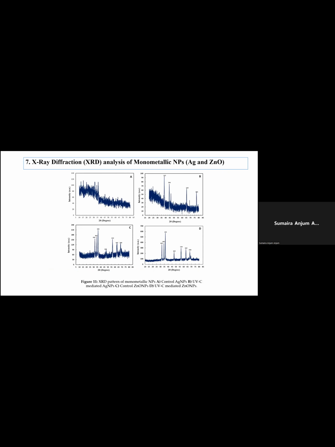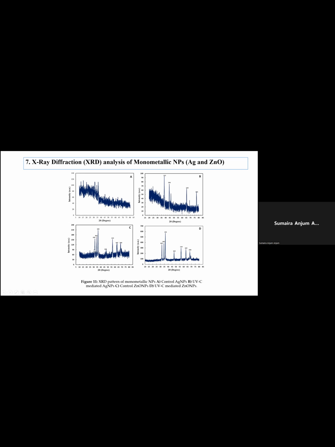Lastly, these monometallic and bimetallic nanoparticles were characterized by using XRD diffraction analysis. In the case of monometallic nanoparticles, you can see that figure A represents a very huge raw background noise, and there were no particular peaks, showing impurity and also the undefined crystalline nature of the controlled silver nanoparticles. While in the case of the UVC mediated silver nanoparticles, no doubt there is background noise, but there were clear phases of the silver nanoparticles, which represent the face centered cubic crystalline nature of the silver nanoparticles.